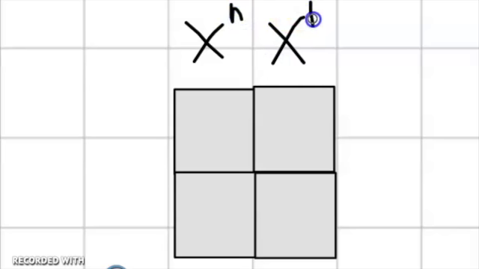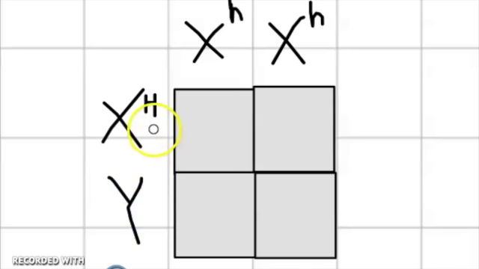So mom has both of the recessive alleles. Remember, if she had one dominant, she would be affected and have the disorder. But she doesn't have the disorder, so we know that both of these are recessive. Dad, on the other hand, has the affected allele. So he has the dominant.